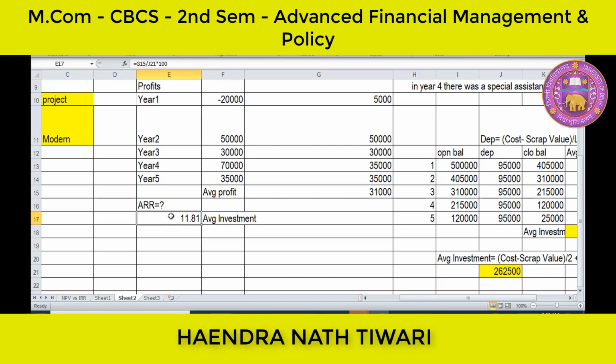Suppose expected return is 10%. Which return? In terms of accounting profit. And this is giving me 11.81%. Fine, take it. So the decision criteria is simple, that if it is better than expected, accept it. This decision criteria is true for any method that you want to evaluate, any method.